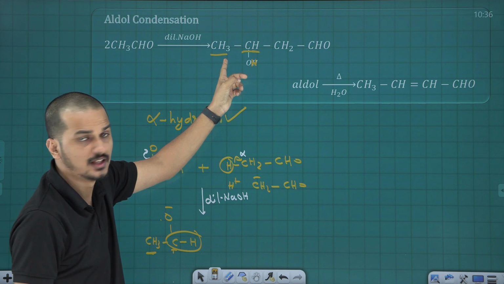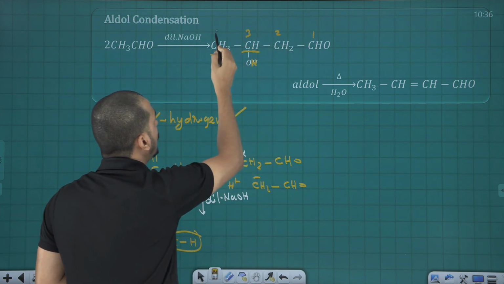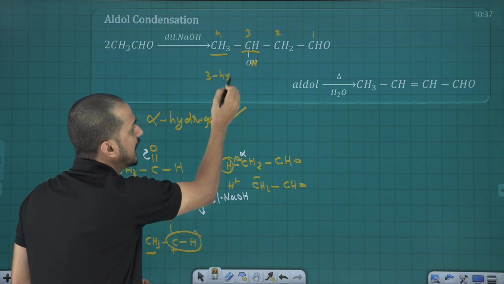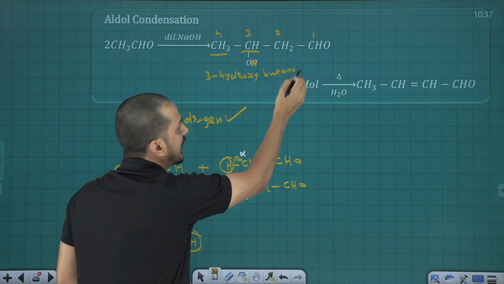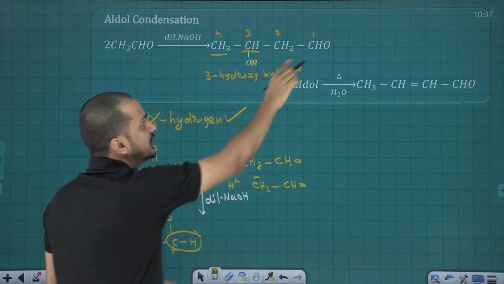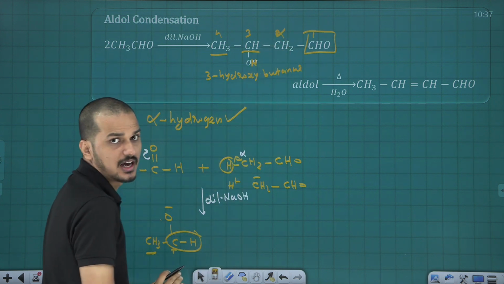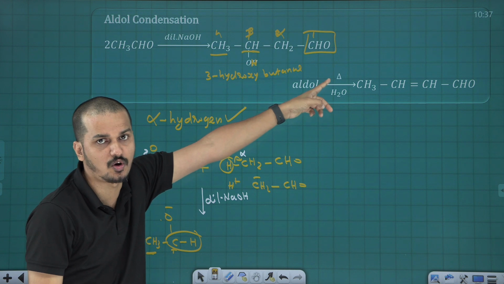This is an aldol. Why? You can see 1, 2, 3, 4. 3-hydroxybutanal. See again, this is the main functional group. That attached carbon is alpha carbon. Here that attached carbon is beta. So beta hydroxyaldehyde is called aldol.